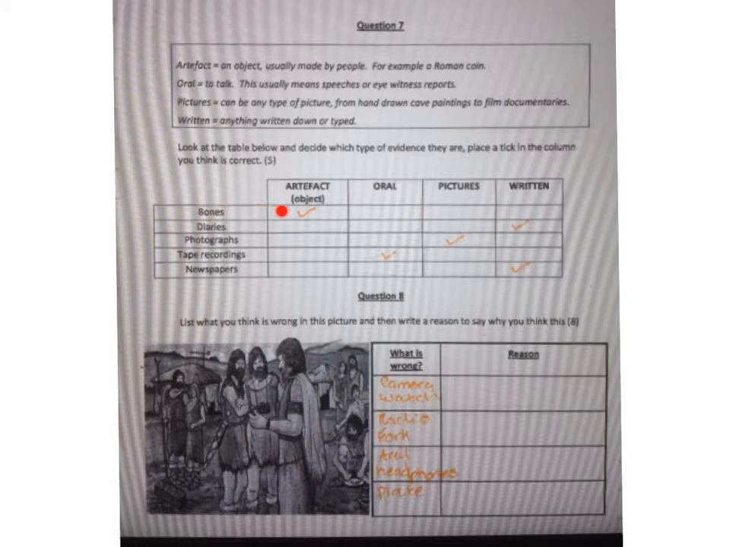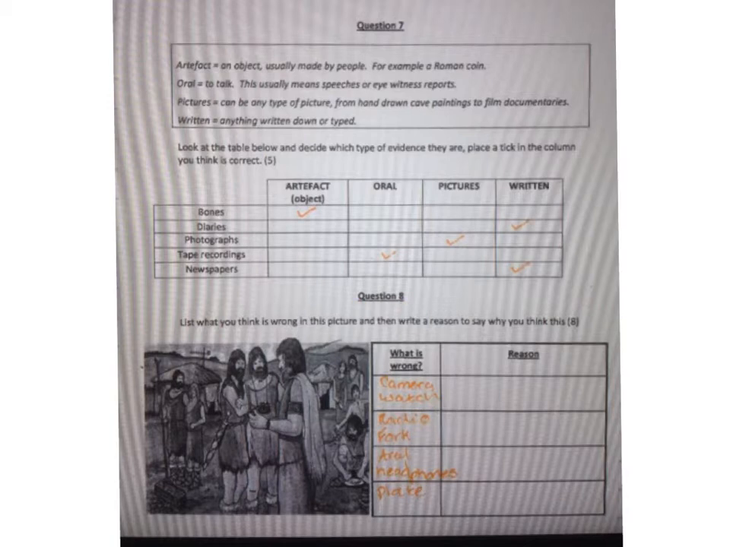So bones are an artifact. Diaries are written. Photographs are pictures. Tape recordings are oral. And newspapers are written. Can you please make sure that the boxes are ticked correctly, or amend them to ensure that they are right for future reference?